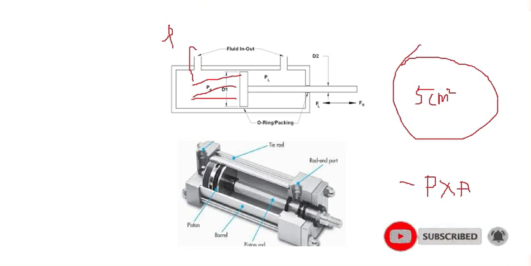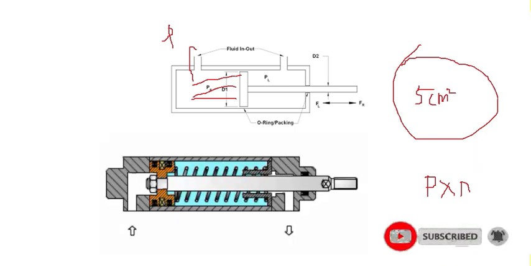Now I undo the functionality which I explained. It is for the double acting cylinder. Now I will explain the single acting cylinder. The working function is the same.